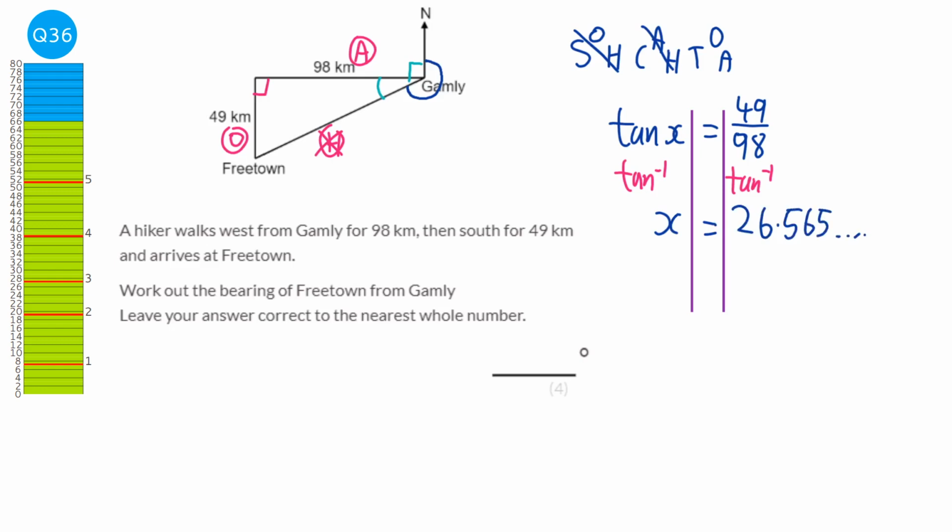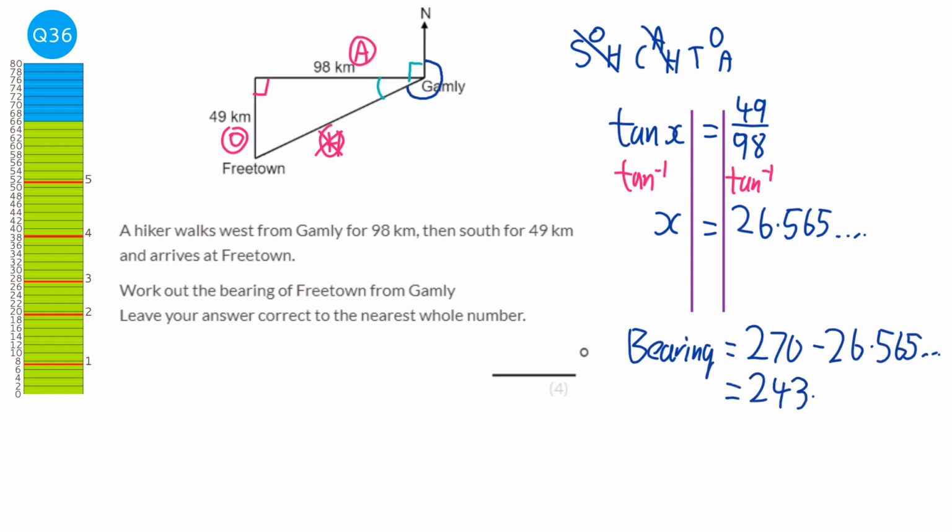26.565, and so on. Okay, so we know that the whole of the way around up until this point is 270 because we've got this 90 degrees left. So what I'm going to do now is work out the bearing. So the bearing is 270 take away the 26.565, and that gives us 243.434, and so on. It says it wants it to the nearest whole number, so that's going to be 243.